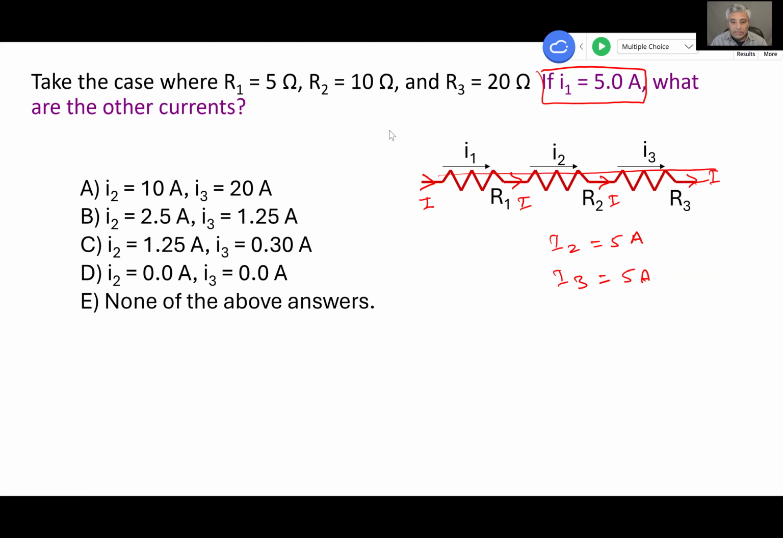Okay, so let's not forget, when resistors are connected in series, the current through each of those resistors is the same. I wanted to remind you and make sure that you remember that. Hopefully this question helps you to recall that.